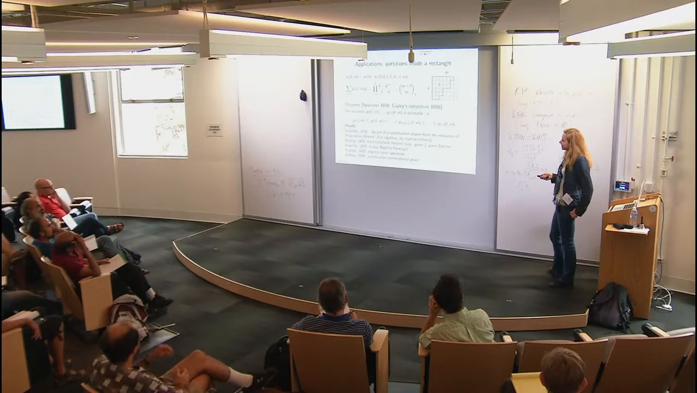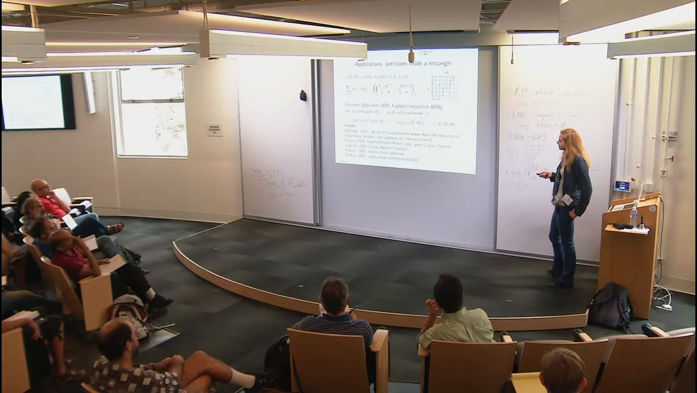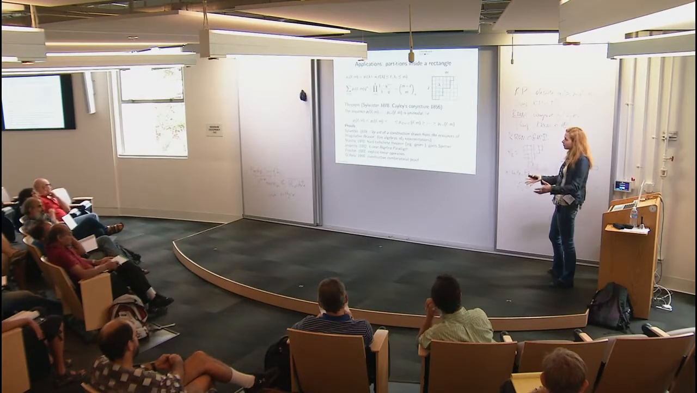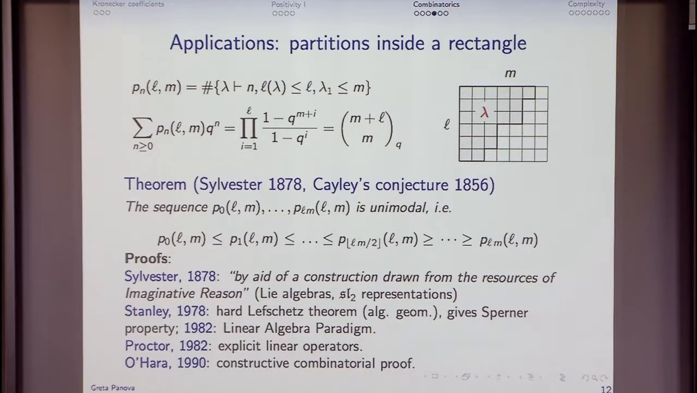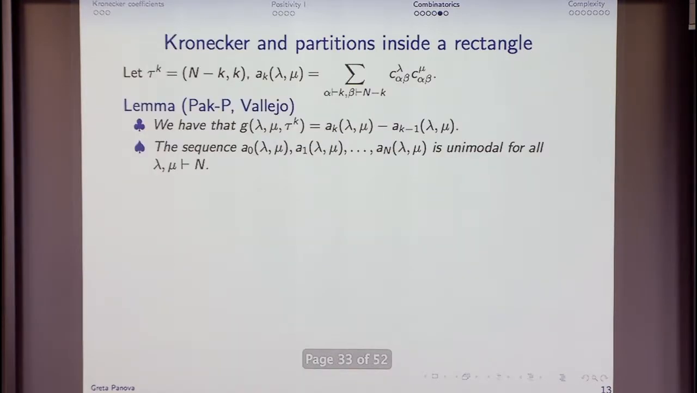And like 24 years ago, Kathy O'Hara gave a constructive combinatorial proof, which basically interprets these numbers as counting something, one set being a subset of the other. So now, what do these numbers have to do with anything? Let's take a step back and consider this sort of quantity. This is a sum over products of Littlewood-Richardson coefficients. Using this Schur function technique, one can represent the Kronecker coefficient as the difference of two consecutive such numbers, where k is the size of one of the partitions involved.